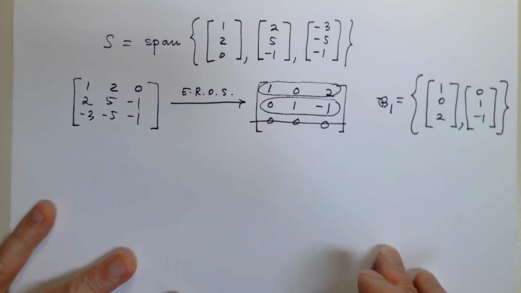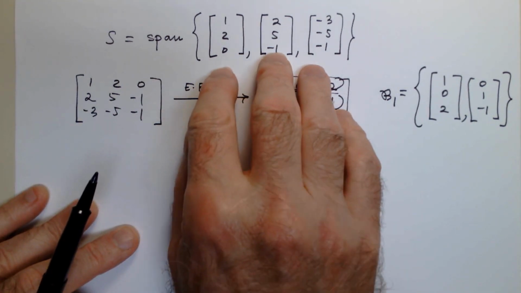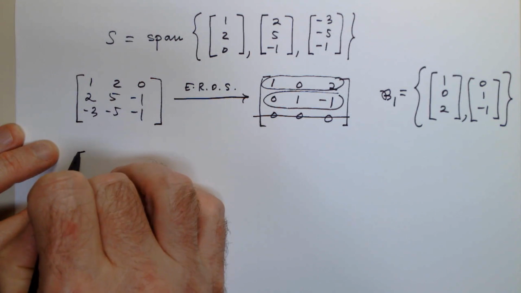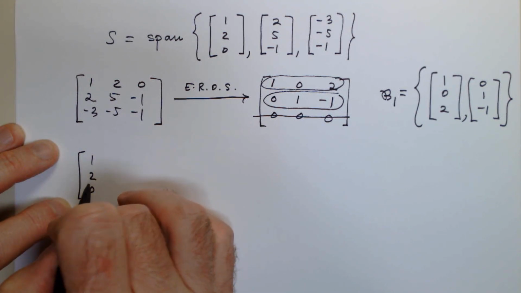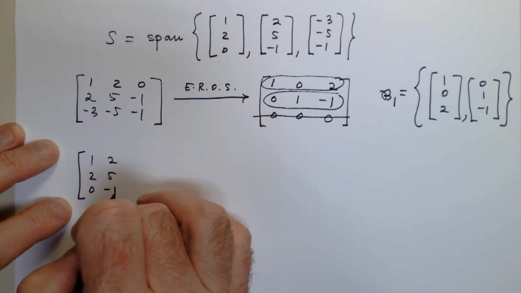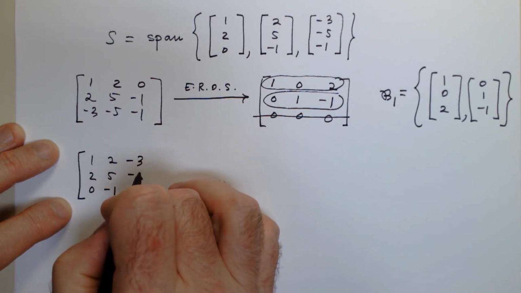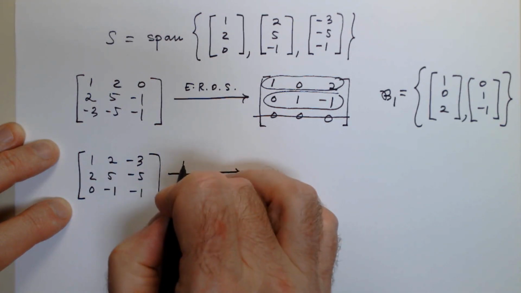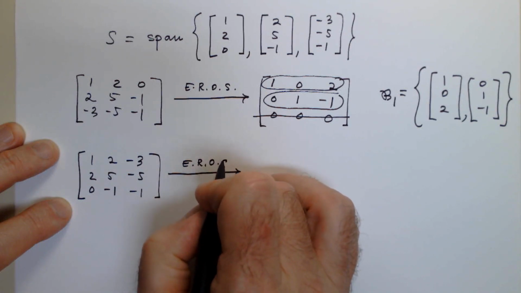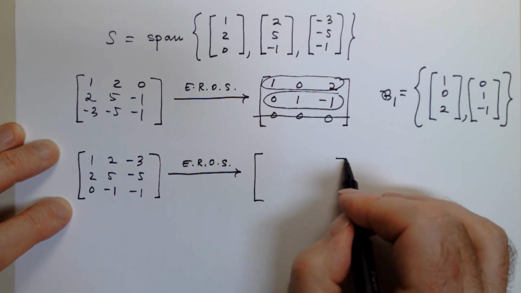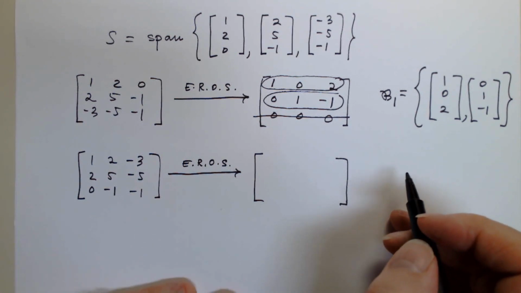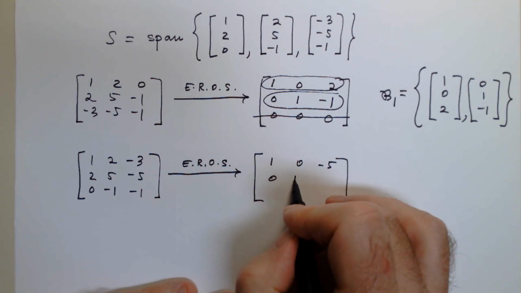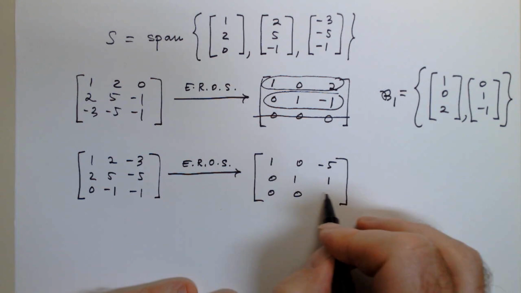All right. Now our next method is to take these vectors and feed them in as the columns of a matrix. This is our so-called column method. So I'll take 1, 2, 0, 2, 5, -1, and -3, -5, -1. I'll go through the sequence of elementary row operations, and I'll reduce this now down to its reduced row echelon form. And this will consist of 1, 0, -5, 0, 1, 1, and 0, 0, 0.